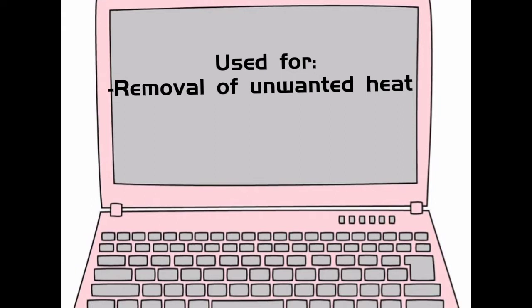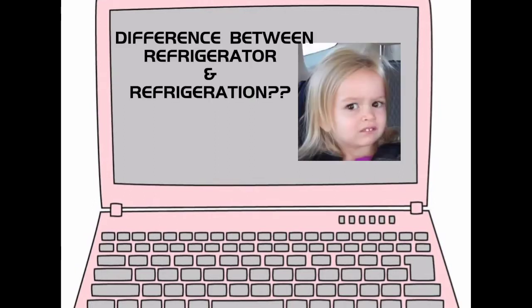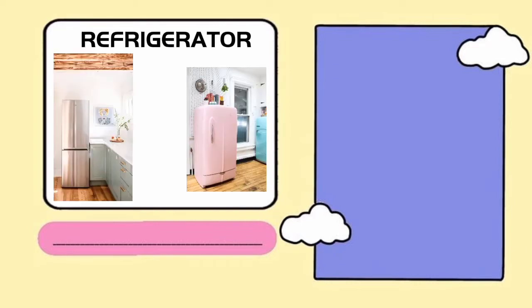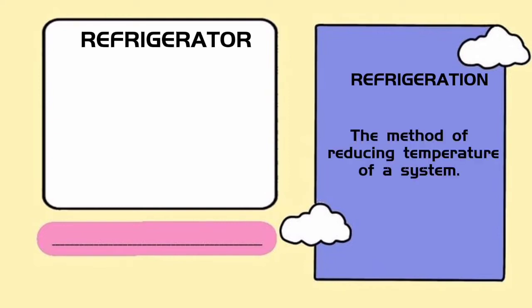So, unsa sa day kalahian sa refrigerator o refrigeration? So, ang refrigerator, it is a device or system used to maintain the low temperature below the atmosphere temperature within required space. And then, ang refrigeration kay it is the method of reducing temperature of a system below surrounding temperature and maintain it at lower temperature, continuously abstracting the heat from it.